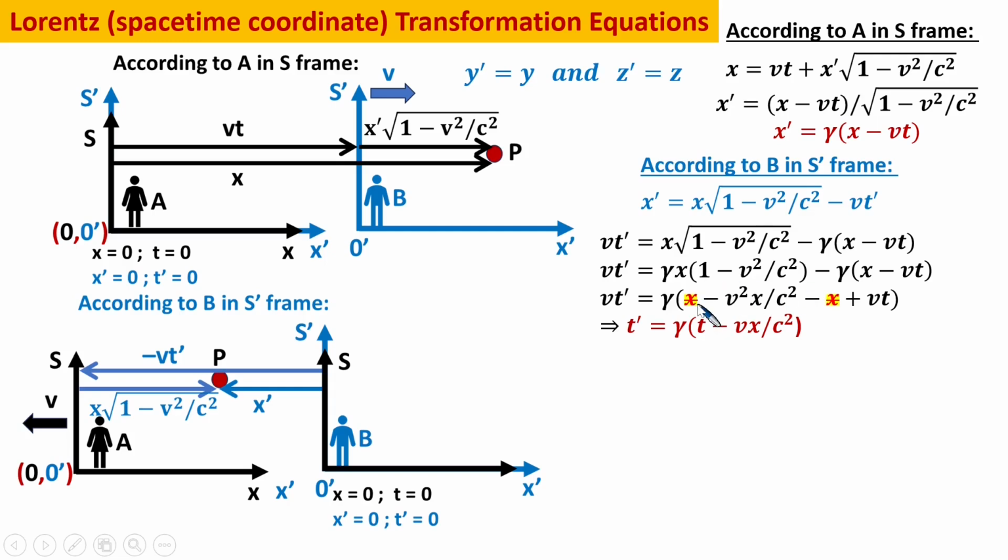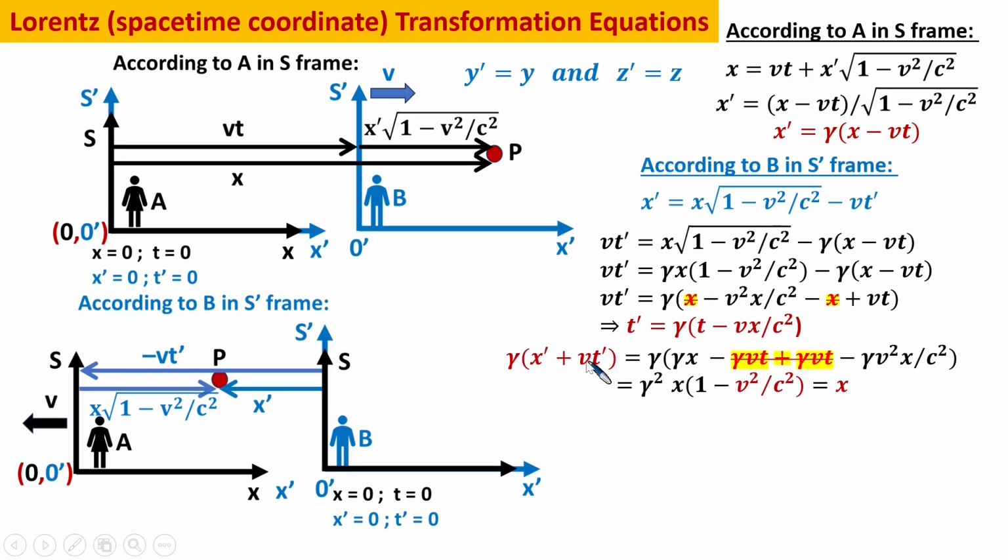If I expand this, I will get this term, and gamma is constant. This x is here, so this x will get cancelled, and this v will get cancelled, so I have vx by c square. So this is plus and minus, so I have just written this plus here and minus here. So t prime is this, the second Lorentz transformation for t prime in terms of the stationary frame t and x.